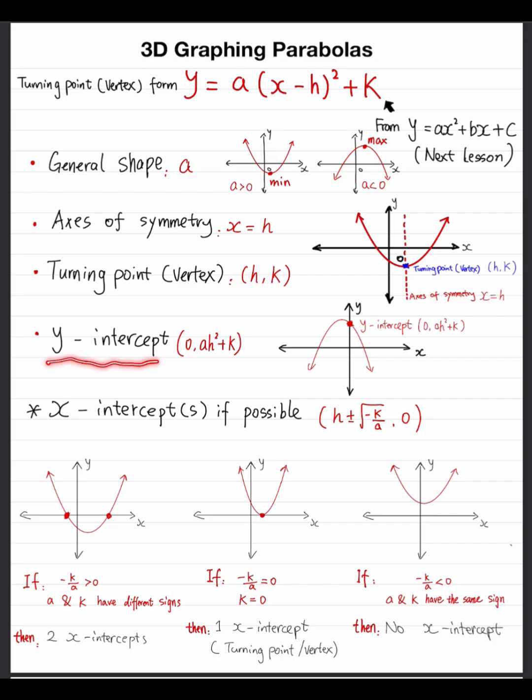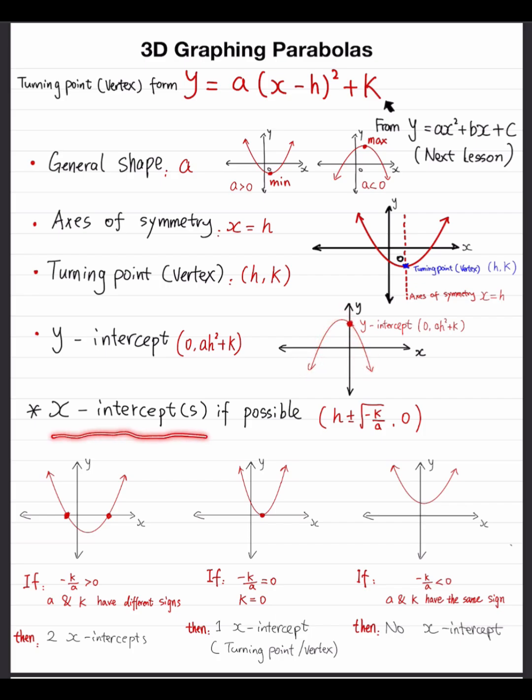The next feature is the y-intercept. You sub in x equals 0 into your turning point form here and find out what y equals. Alternatively, you can summarize the formula by just multiplying a with h squared and then plus k. That will give you the corresponding y coordinate for the y-intercept. Just remember that all parabolas will have a y-intercept for sure.